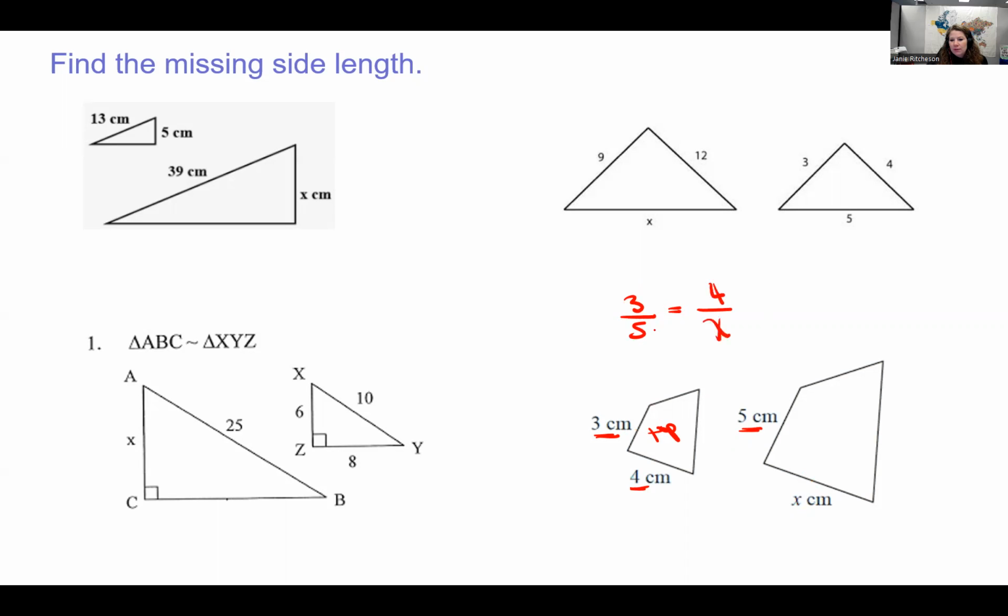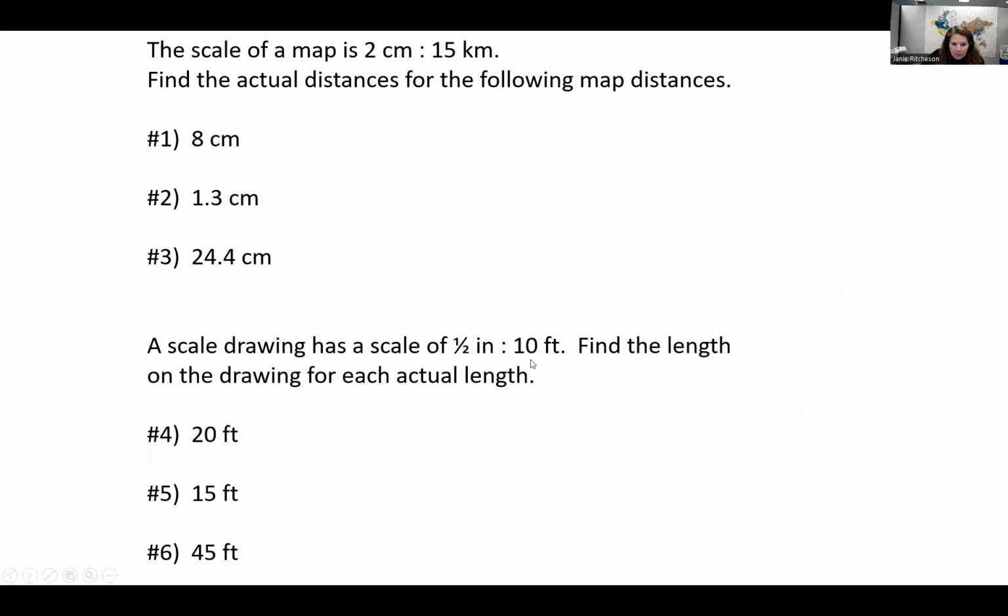So we would cross multiply. 5 times 4 is 20. 3 times x is 3x. And when I divide both sides by 3, x is equal to whatever that is, 6.7. 6.6666666.